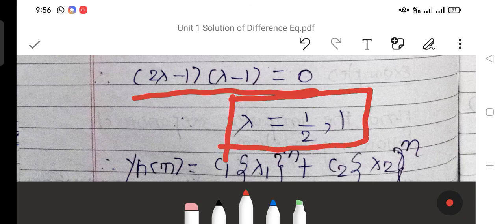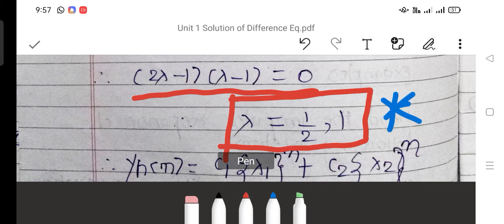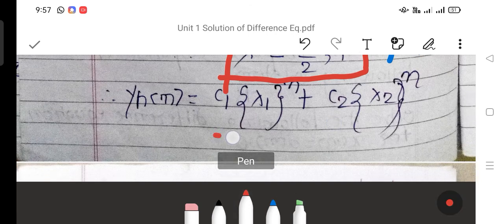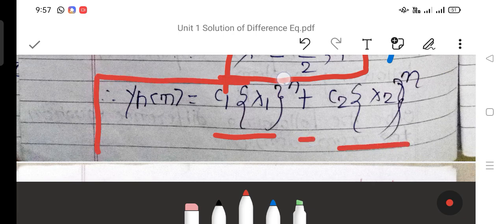Now how do we find the homogeneous solution? We have to pay attention here, I am giving an asterisk mark. These are the two roots we have found, 1 by 2 and 1. These two roots are real and distinct. As they are real and distinct, the nature of the CF will be like this: C1 lambda to the power 1 plus C2 lambda to the power n. This is our CF.